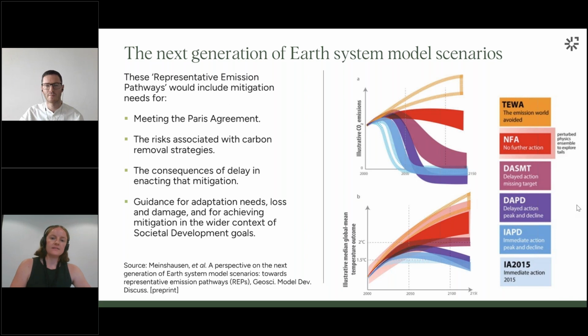Another piece has come out, which is actually still under discussion, where leading climate scientists are recommending that the climate models, the next generation of IPCC models, should evolve towards representative emissions pathways. They have a particular focus on critical mitigation policy and adaptation needs in quite a short period over the next 5 to 10 years, and focus on meeting the Paris Agreement, the risks associated with carbon removal, the consequences of delaying enacting mitigation policy, and some guidance for adaptation. A key point here is that the IPCC is going in a direction where they're now aligning towards temperature and emissions pathways for that range of plausible scenarios that Sam spoke about. Next slide, please.